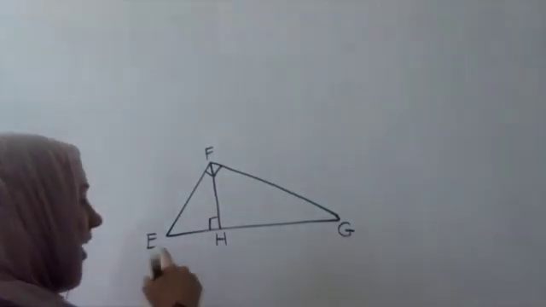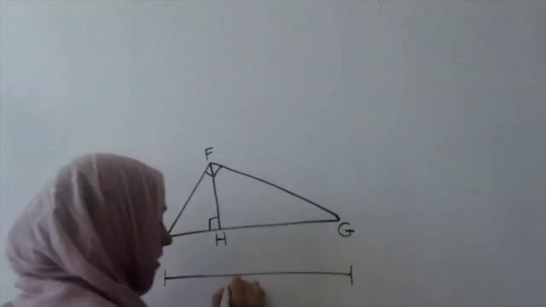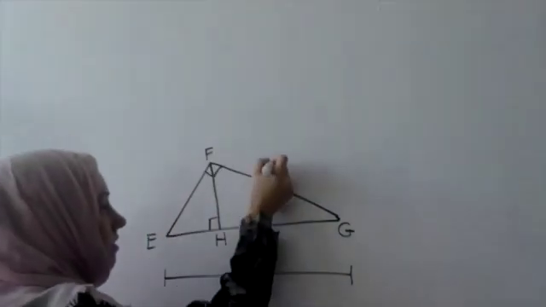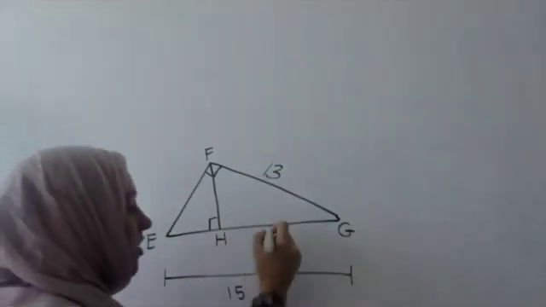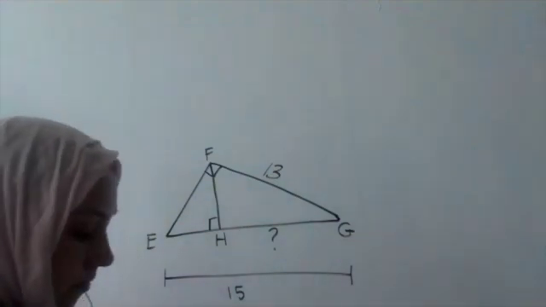It tells me EG is 15, and it tells me FG is 13. Okay, and it wants me to find GH. Okay, are you with me?